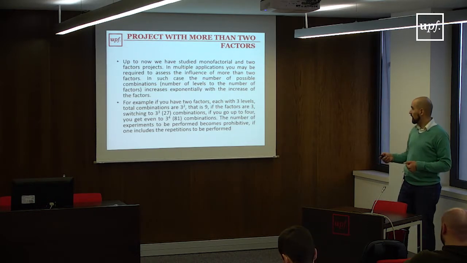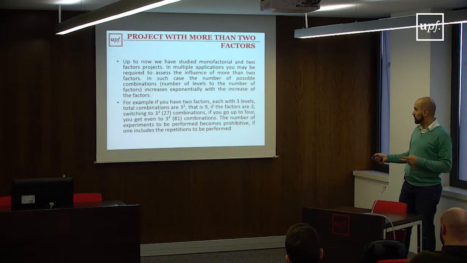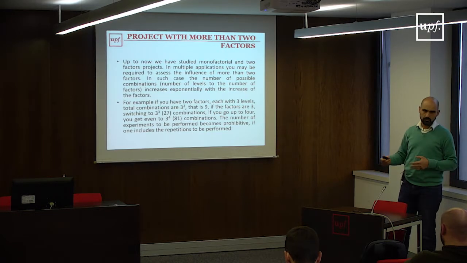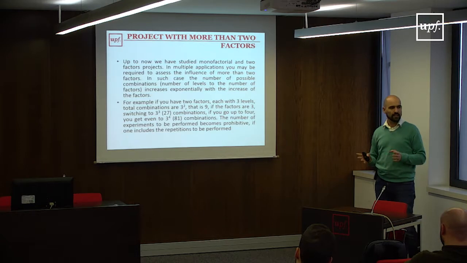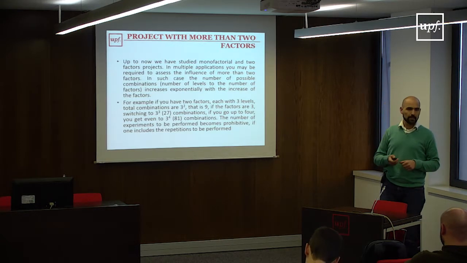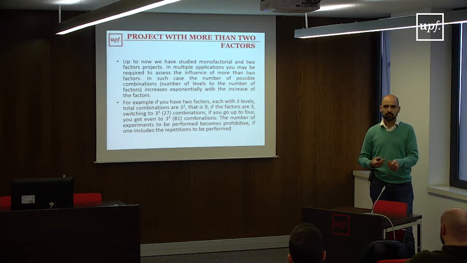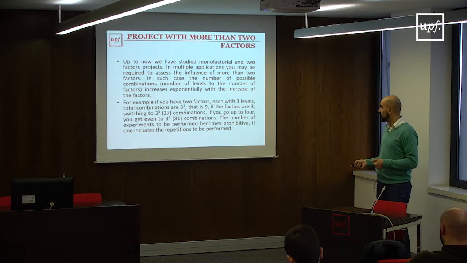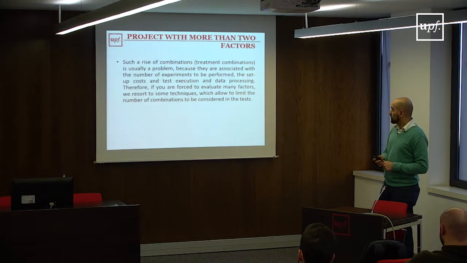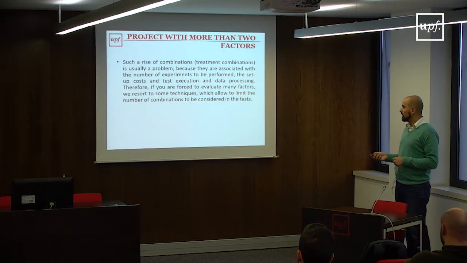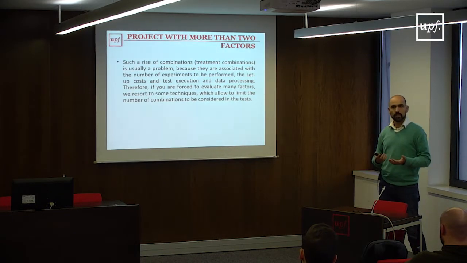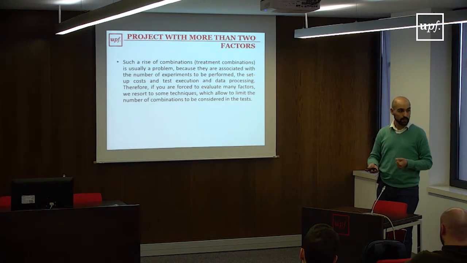Because in case we have just 2 factors with 3 levels each, we have 9 combinations. If there are 3 factors with 3 levels each, we have 27 combinations, and so on. It grows very fast. Then you have to multiply maybe for the number of repetitions you want to run, and very soon it becomes prohibitive. So the idea is to try to find a way to reduce the number of experiments we need to run.